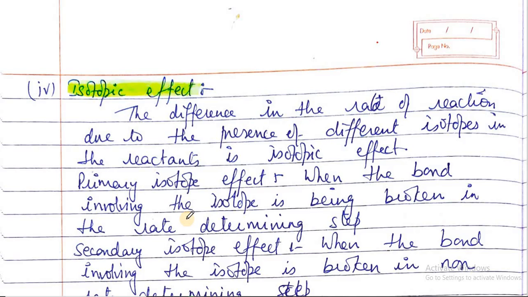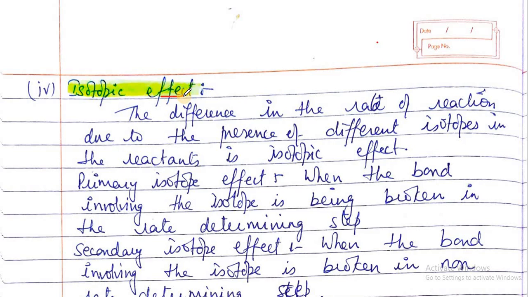We were doing the different methods of determination of reaction mechanism. We have done already 3 methods. Next, fourth is isotopic effect. In this, mainly we are emphasizing on the breaking of bond which involves the presence of isotope.